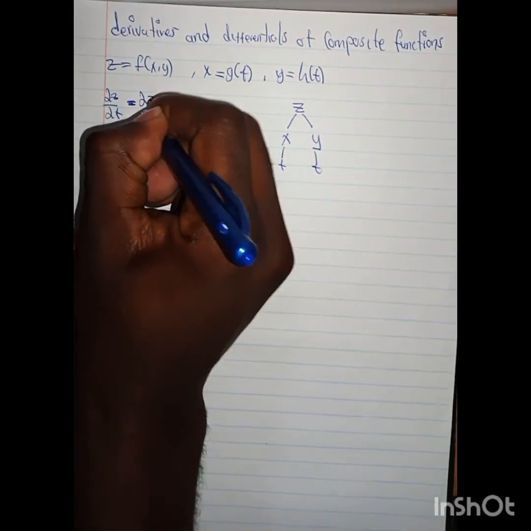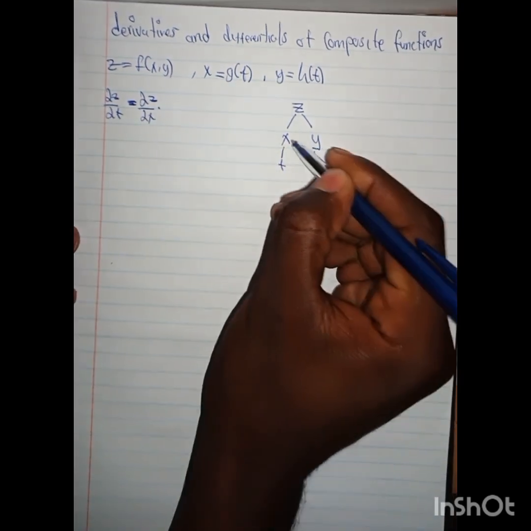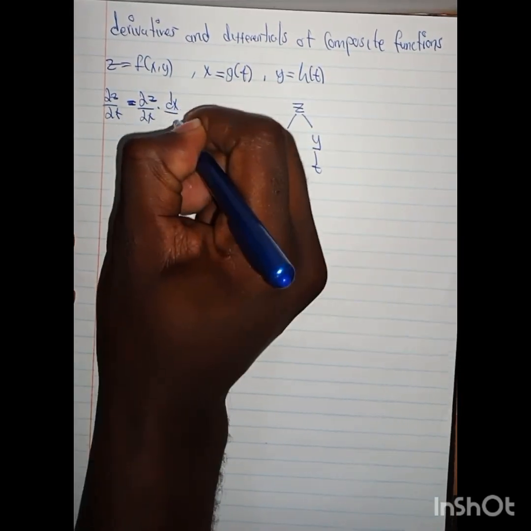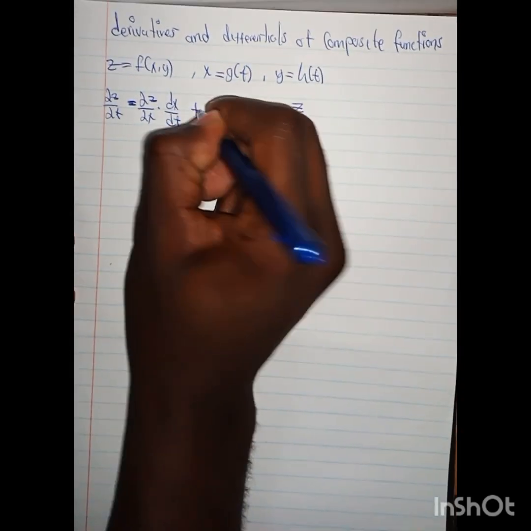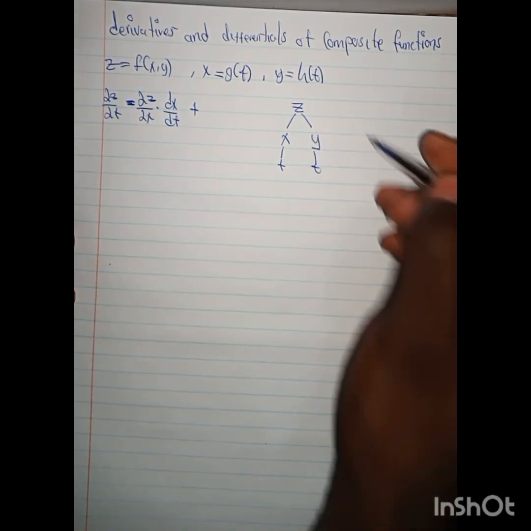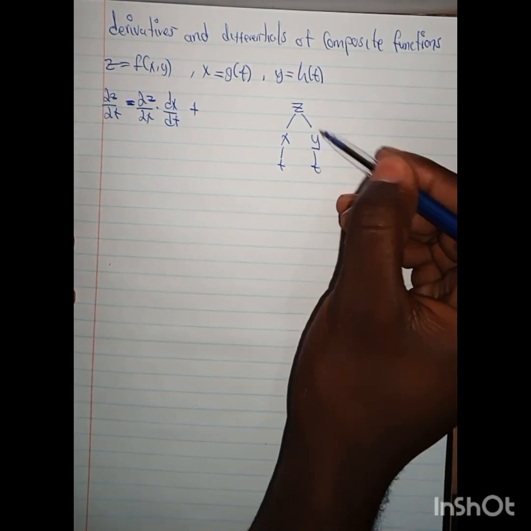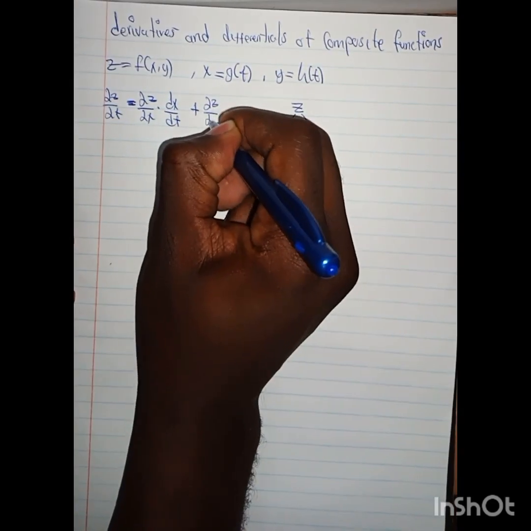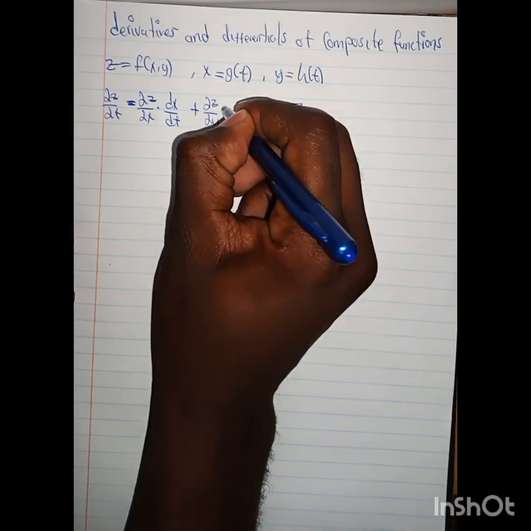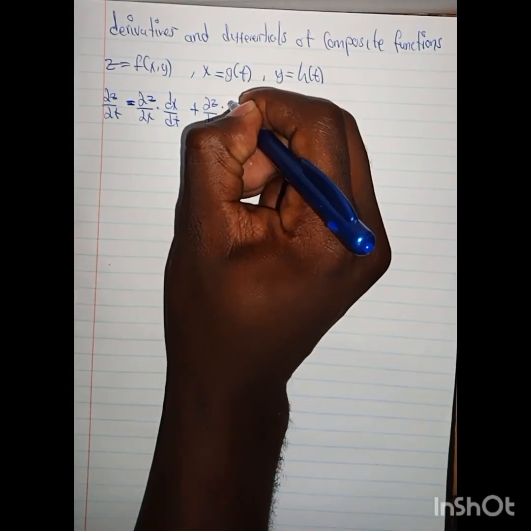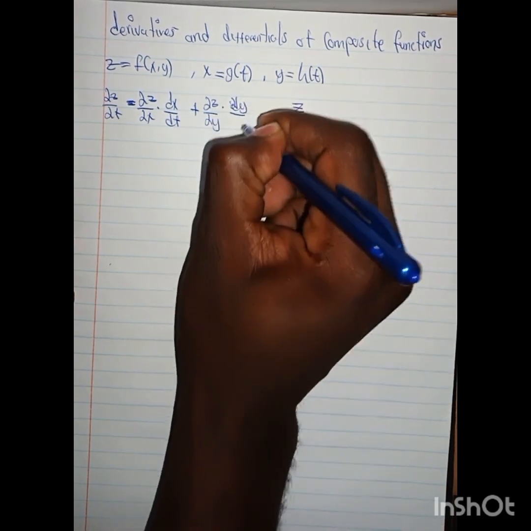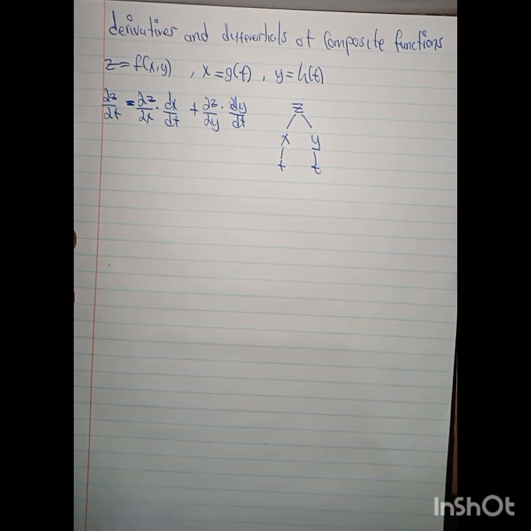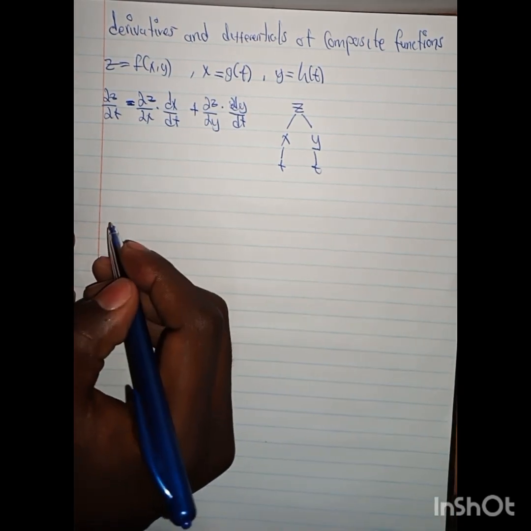It means you're going to have dz/dx, then you multiply by the differentiation of x with respect to t. It means you'll have dx/dt like this, then plus, then when you check y also depends on t and z also depends on y, then it means now we're going to have dz/dy, and then you multiply by dy/dt like that.